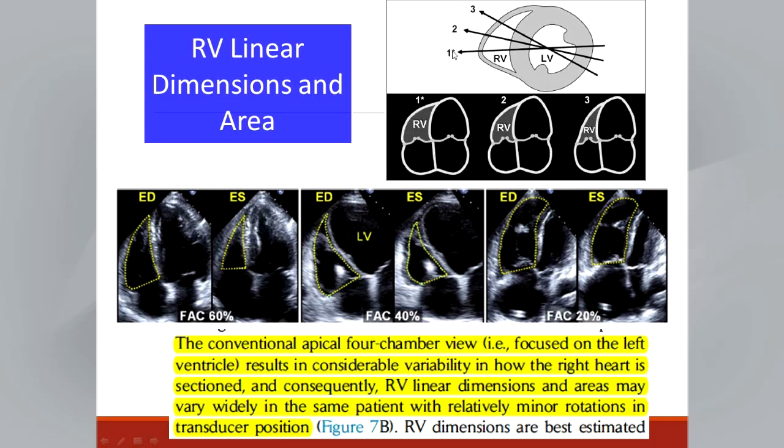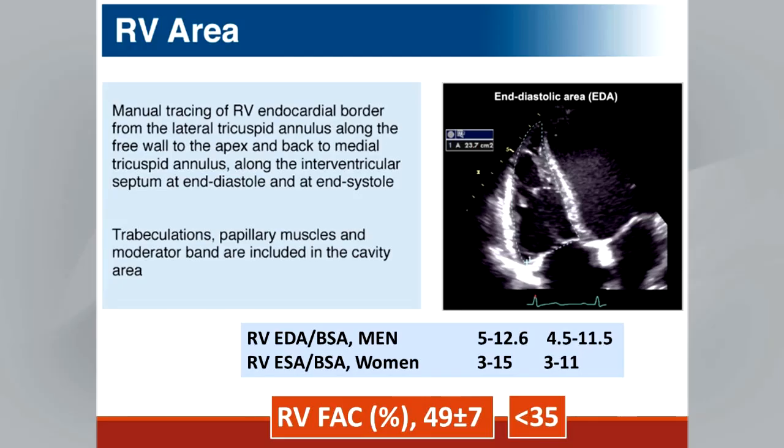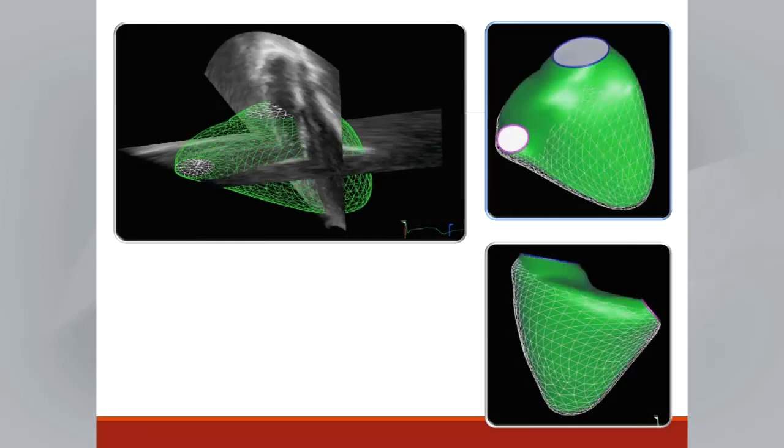That's why it is sometimes very difficult to obtain reliable, reproducible measurements of right ventricular area and fractional area change. So we provide normal values for this right ventricular area parameter, understanding that you have to be very technically correct in order to understand. And again, trabeculations, papillary muscles, and the moderator band are included within the cavity area.